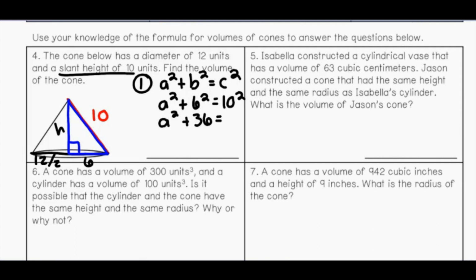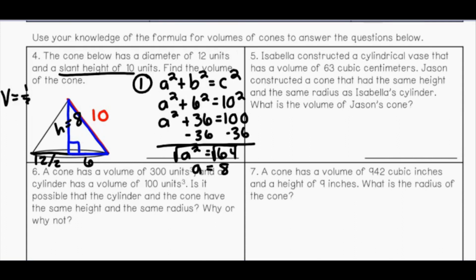So 6 squared is 36, 10 squared is 100. Subtract 36 to both sides, and you're left with a squared is equal to 64. 100 minus 36 is 64. Take the square root of each side to get a is equal to 8. Now that we know that our height is 8, we can use the volume of a cone to now find the volume. So V is equal to 1/3 pi r squared times height.